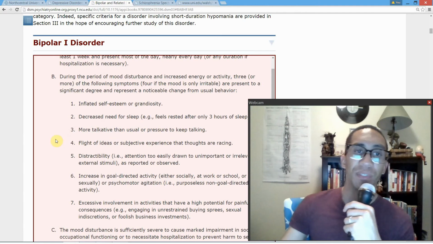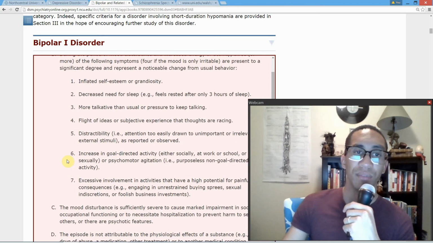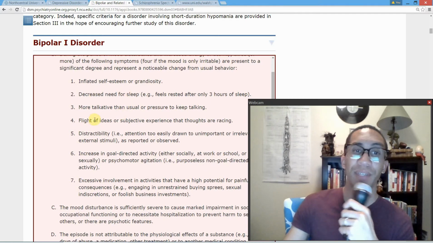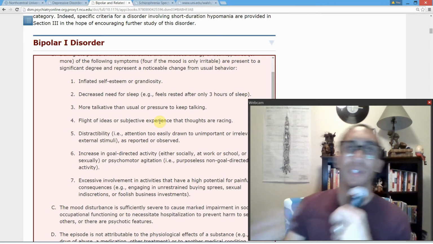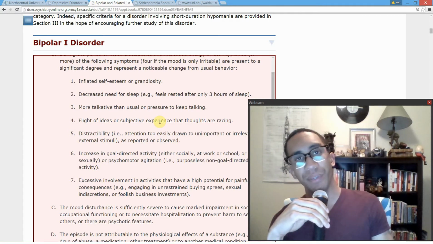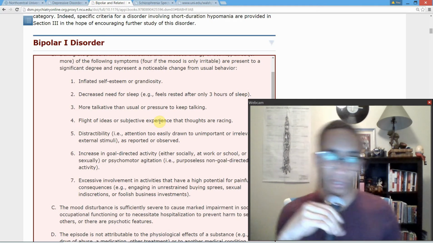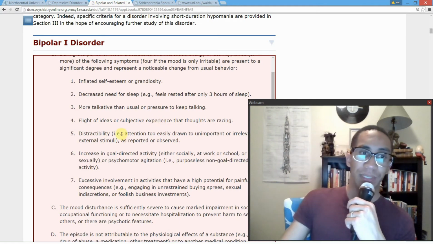Okay, so I'll just go over the ones that I thought were probably clinically relevant to her case. Decreased need for sleep. I think I remember she said something about that, but that's something that obviously you would need to ask. Flight of ideas or subjective experience that thoughts are racing. I would kind of say so, because of the way she was describing how she felt so alive when she was there, and I can imagine that's probably the sort of thing she was experiencing. So I would say that she probably did have that.